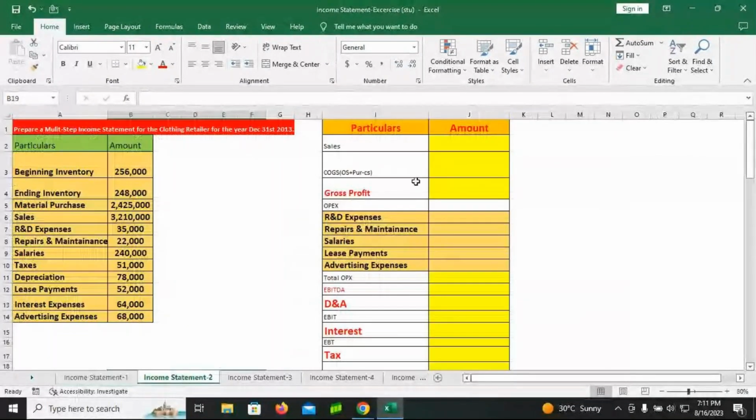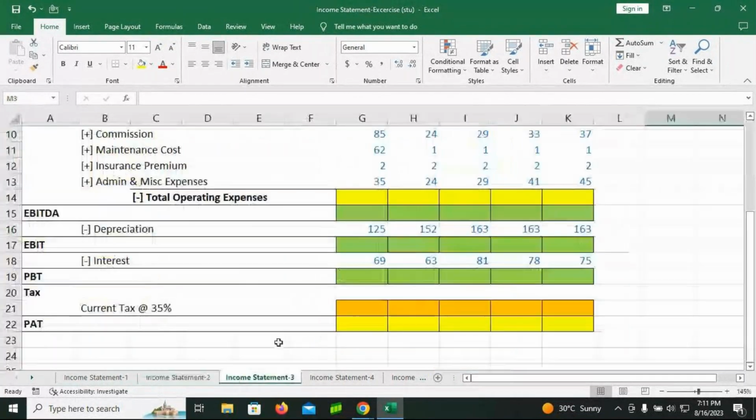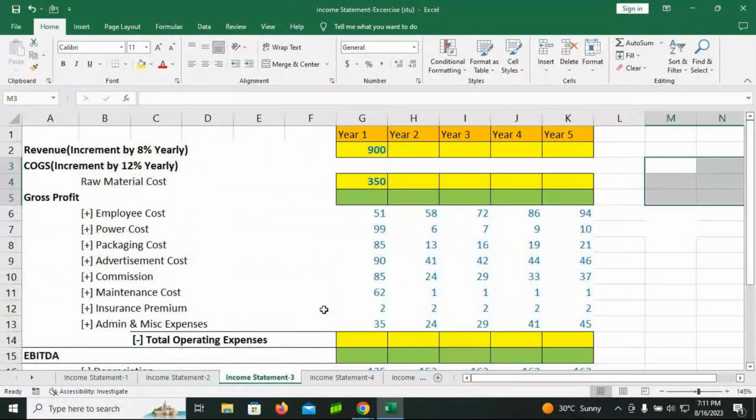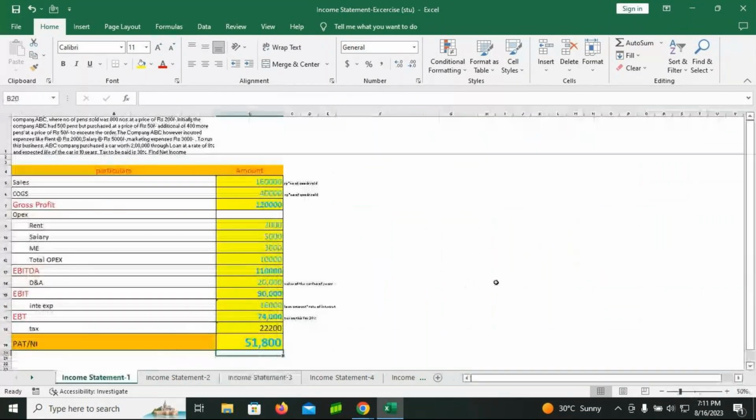For the second sum, moreover, you have to take the values over here and put them. Income statement 3, like lastly what we did, PNL 2, the same way it has to be done. Try to solve this also. Then I will show you how to do income statement 3. I'll give you 15 minutes of time to solve income statements 1, 2 and 3.